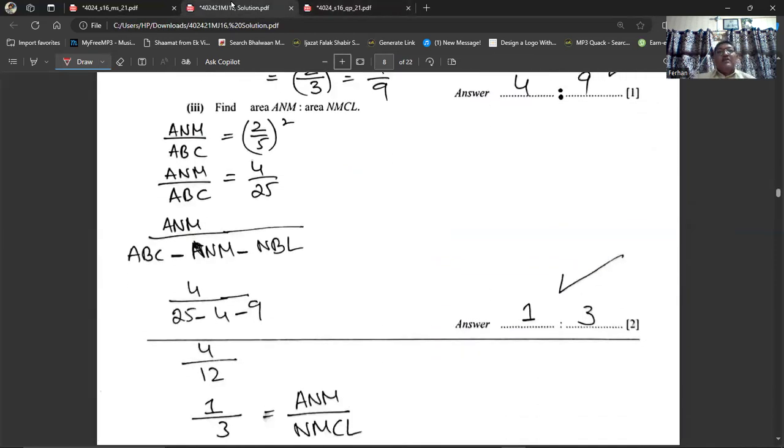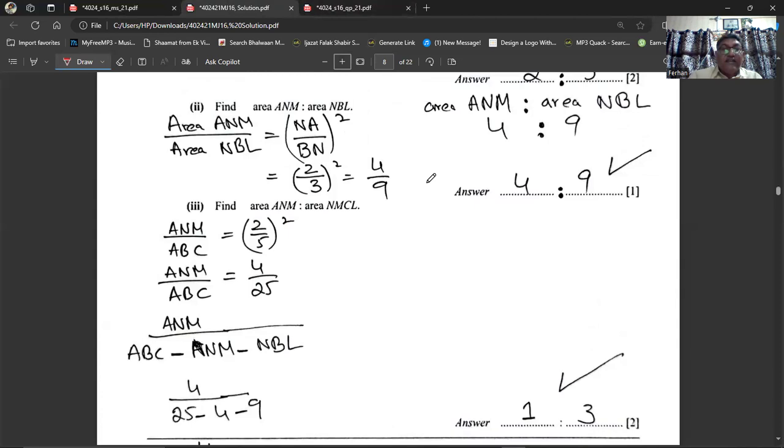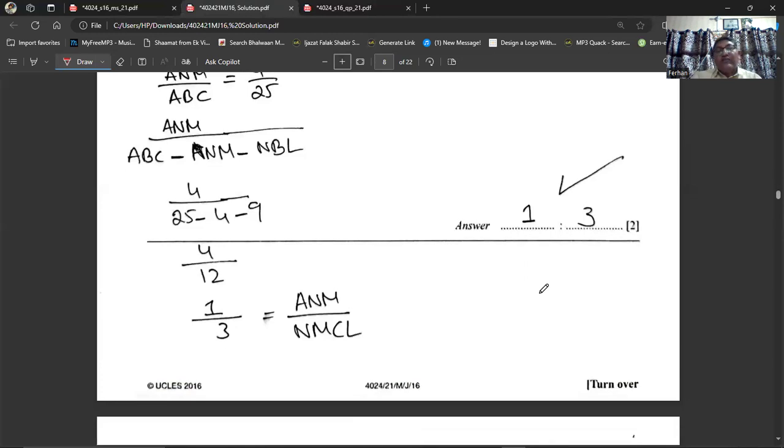So try to understand. First of all, the triangle ANM by the triangle ABC will be 2 by 5 and its square. So it will be 4 by 25. So from the triangle ABC, subtract the ANM and the NBL. ANM is 4, the ABC is 25, and NBL is 9. We have already done that here. Here you can see that NBL is 9, when the ANM is 4. So 25 minus 4 minus 9 is 12. So it is 4 by 12, that is 1 by 3. So the area of ANM by the NMCL is 1 by 3.